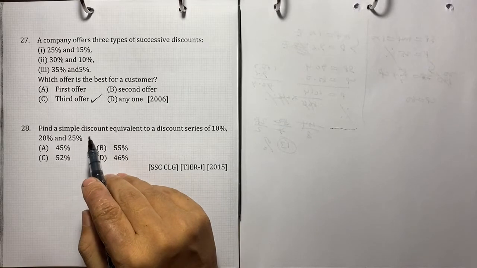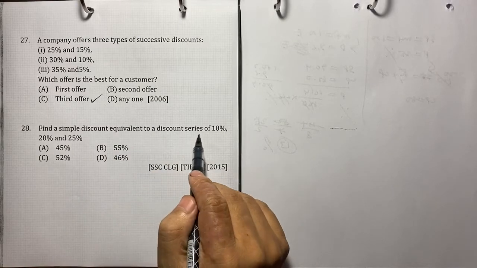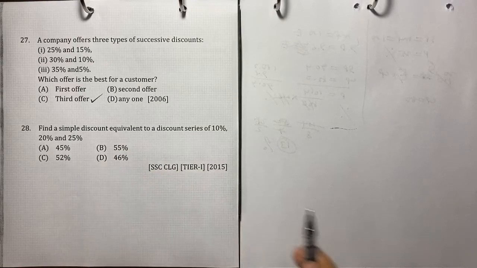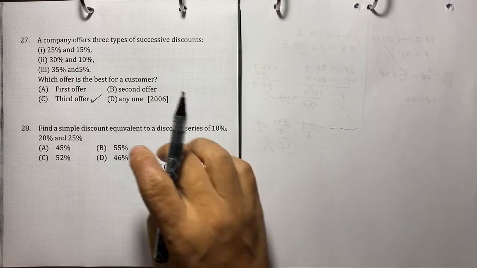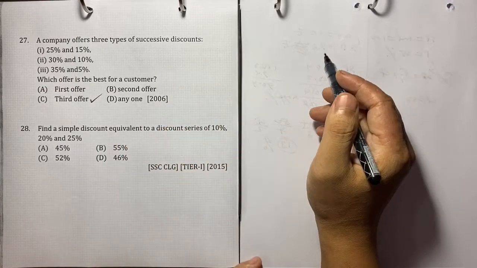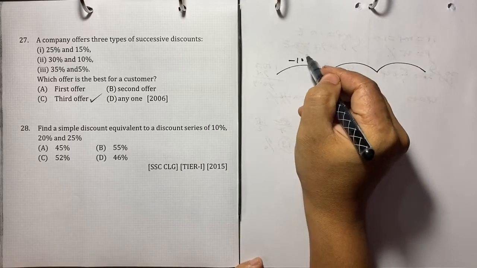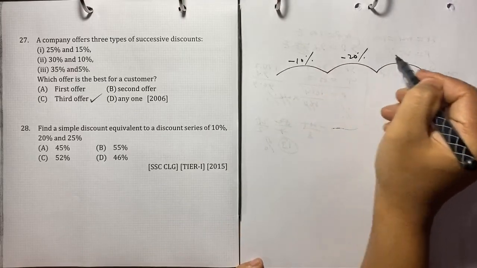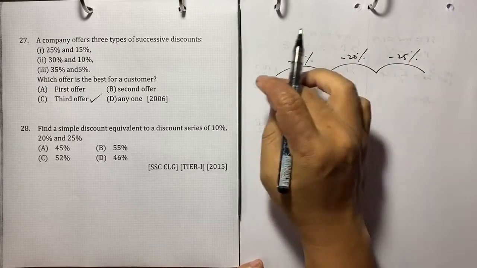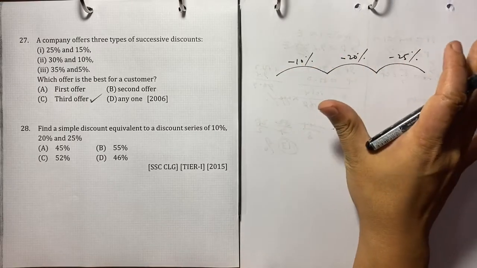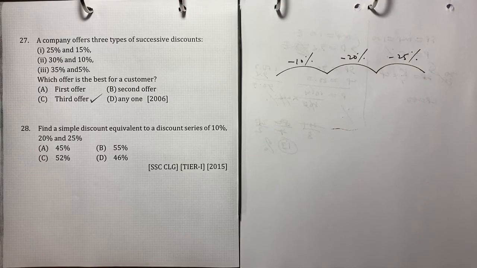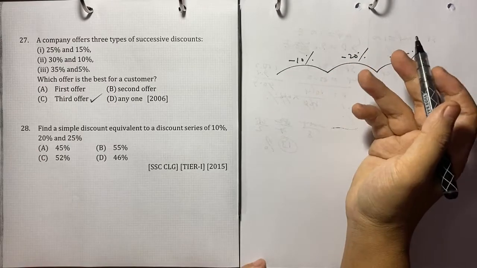Find a single discount equivalent to a series of discounts of 10%, 20% and 25%. The first is 10%, then 20%, then 25%. There is a direct formula, but it is very complicated, so let us do it step by step.